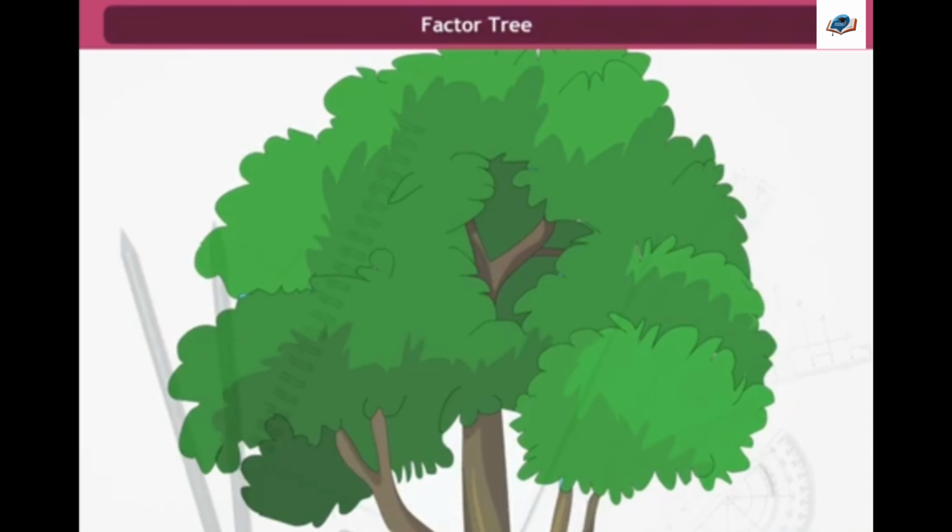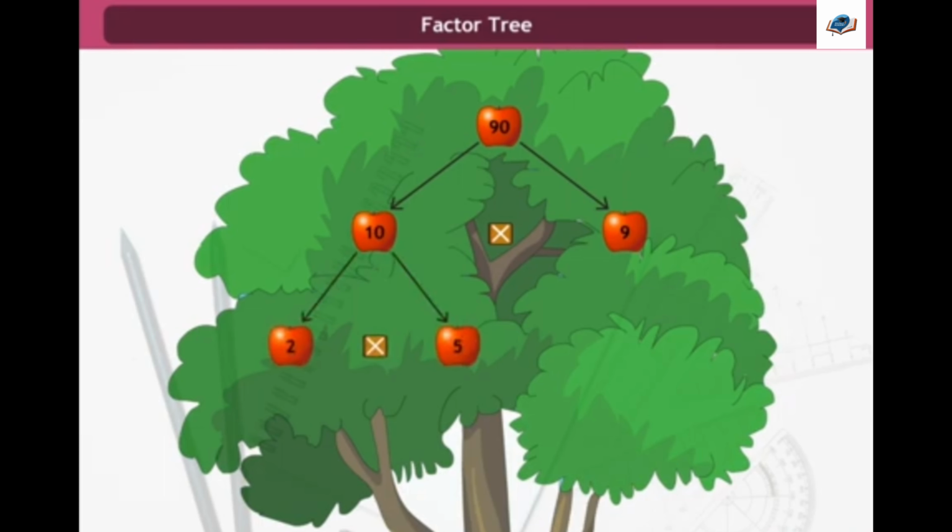Factor tree. Here we shall learn to factorize a number using a factor tree. Consider the number 90. Think of a factor pair of 90. Say 10 and 9. Again think of a factor of 10, that is 2 and 5. Now write the factors of 9, that is 3 and 3.